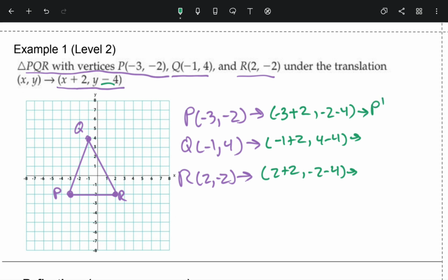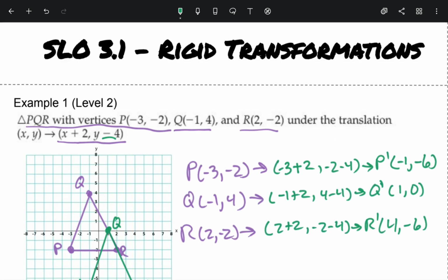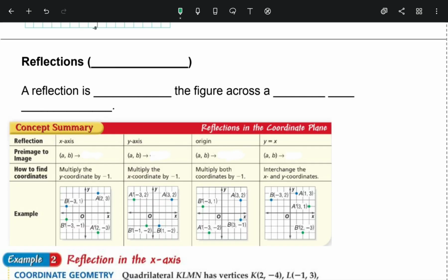So our image of P is going to be at (-1, -6). Our image of Q is going to be at (1, 0). And our image of R is going to be at (4, -6). So let's go ahead and graph these like so, and you are done. So all we have to do is just slide our triangle over. So that is translation. Let's go ahead and move on to reflection, which is also called flipping.